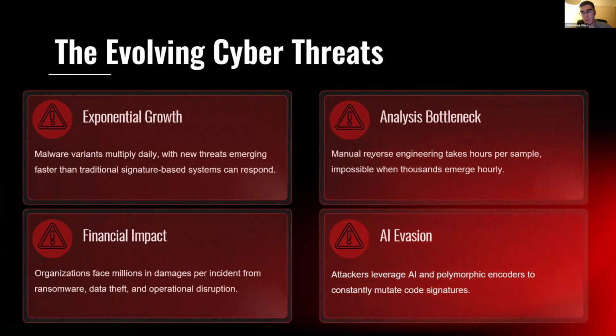What makes these modern threats so difficult to manage? First, the exponential growth of new variants creates a massive analysis bottleneck. Traditional manual reverse engineering simply cannot scale anymore. Combine that with the staggering financial impact of these incidents and the rise of AI evasion techniques used to bypass standard defenses, and it's clear that we are losing the arms race. This brings us to why we need a fundamentally different approach.